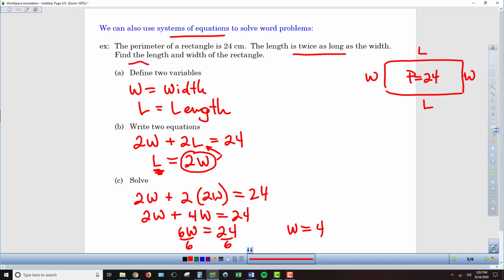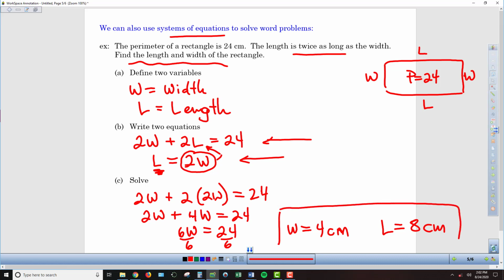And so then we're asked to find both the length and the width. So we have found the width is 4 centimeters. And then we can plug into either of these two equations to figure out the length. I would definitely choose the second of those two. And so we can say that L equals 2 times W, so 2 times 4 is 8 centimeters. So we have found the length and the width. So we define two variables, we write two equations, and then we solve that system of equations.